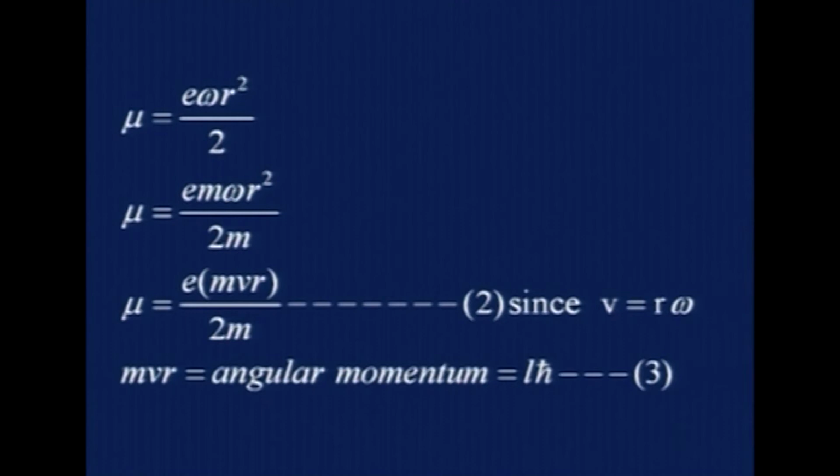And what is that MVR? Already that is what we started. MVR is nothing but angular momentum. That is the first equation. In the previous section we saw that. So we get this L H cross.